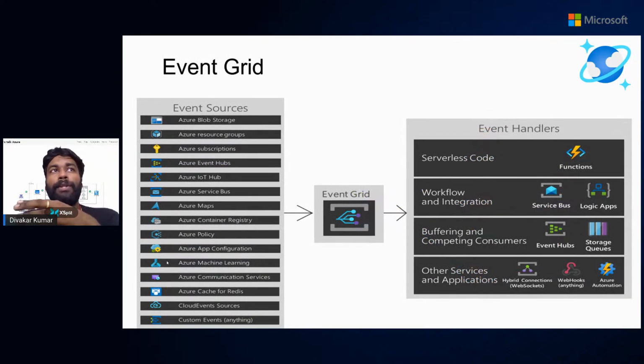The other alternative for going about this is using the Event Grid solution. Event Grid is the publisher-subscriber model. There can be many event sources that publish events to the Event Grid, and there can be many subscribers as event handlers. The publisher doesn't want to know what the subscriber is going to handle at a later stage.